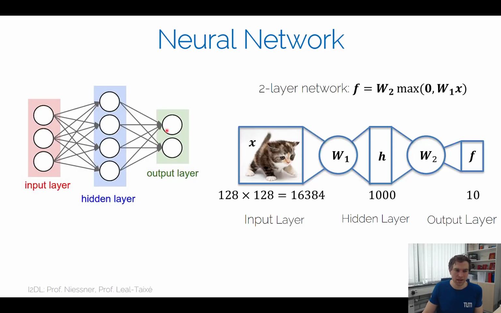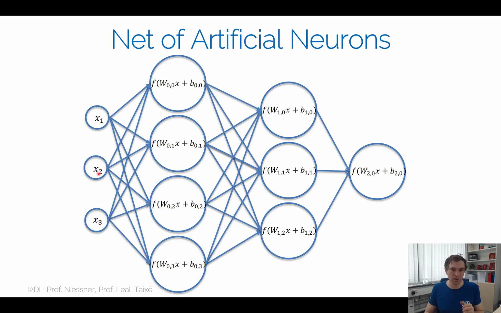If we have something like this one here, we have a densely connected network, meaning that everything from the layer we're feeding in is connected to everything in the next layer. It's called a fully connected layer. We'll later see there are alternatives that you can also use. So this neural network is this net of artificial neurons. I mentioned already that these things in the middle are called neurons.